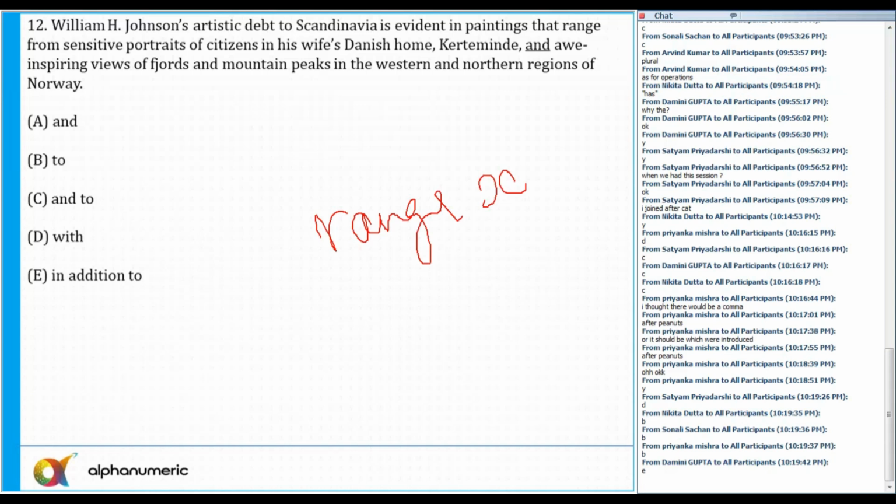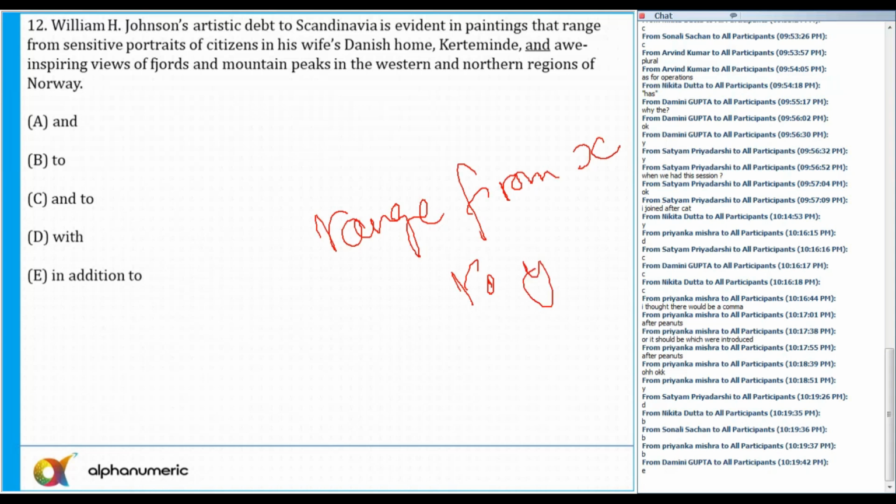Range from X. So what is the parallel structure? Something will range from X to Y. All this is X, and this has to be to Y. All this is Y. What is Y? Awe-inspiring views of fjords and mountain peaks in the western and northern regions of Norway. So range from X to Y. I think its answer should be B. Answer should be B. It cannot be D. It cannot be E.